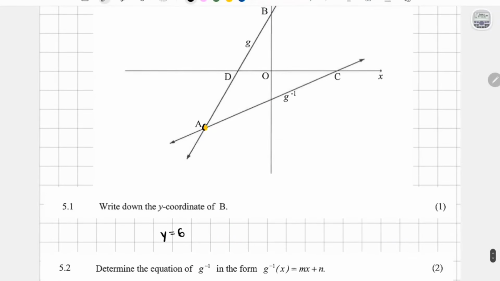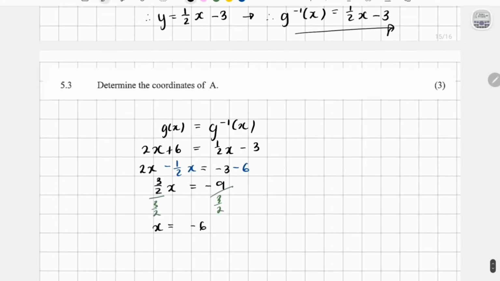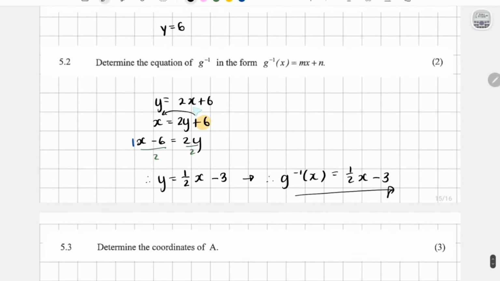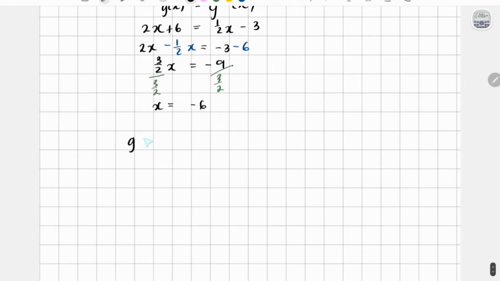Now, in order to find its y value, just remember that it lies on both lines. It lies on G and on the inverse. So you can substitute that x value into either one of these equations. It's still going to give you that y value, since this is the x value over here. Okay, so I'm just going to choose the easier one, the one that seems easier. I'll go with the 2x plus 6. So I'm substituting into g of x.